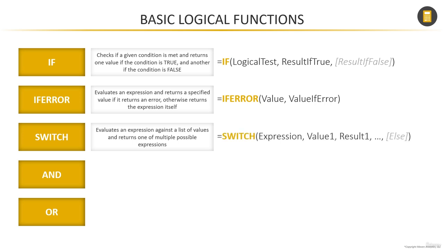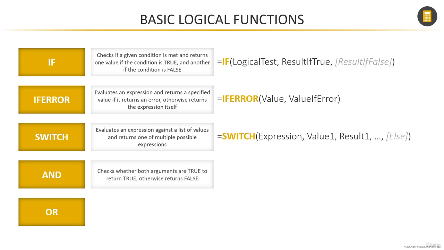So the syntax for switch starts off with an expression to evaluate and then contains value and result pairs. Right, so we see here we've got expression, value 1, result 1. You could have then value 2, result 2, value 3, result 3, and so on and so forth. So it's okay if this isn't totally clear at the moment. We're going to be working through a whole demo just on the switch function in a little bit.